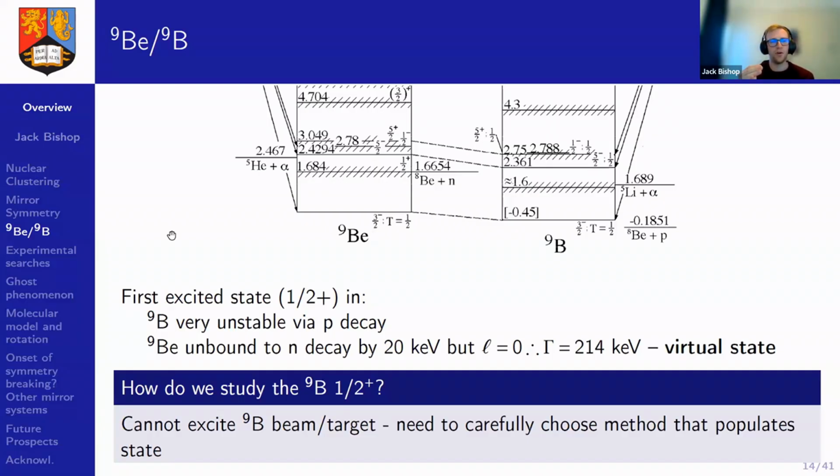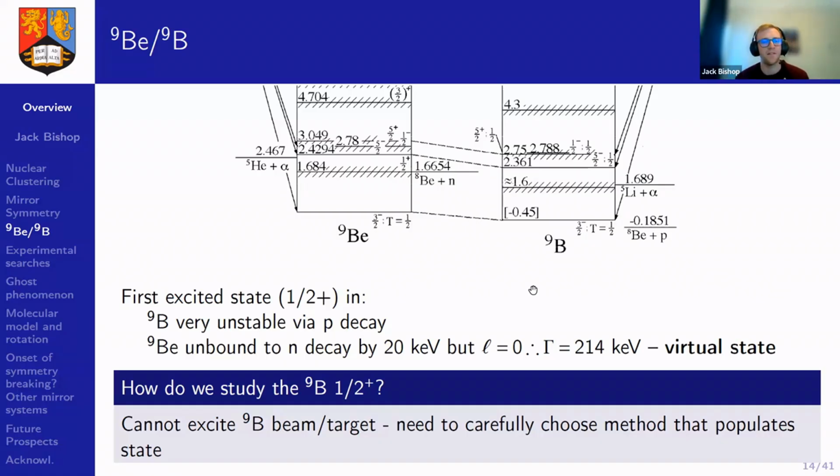So this is a neutron in an S-wave orbital. So there's no centrifugal barrier. There's no Coulomb barrier. So we end up with this very odd shape that is called a virtual state. But actually, in the boron-9 system, it's a lot harder to actually be able to study this 1½ plus state. So we cannot excite boron-9 either as a beam or a target.